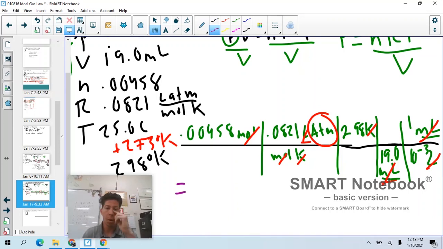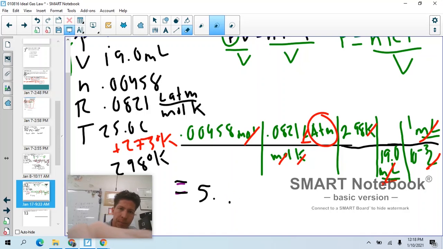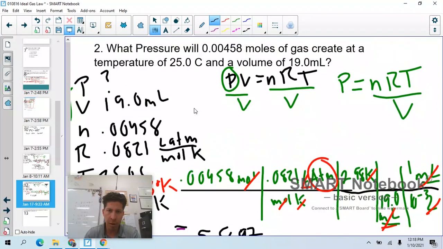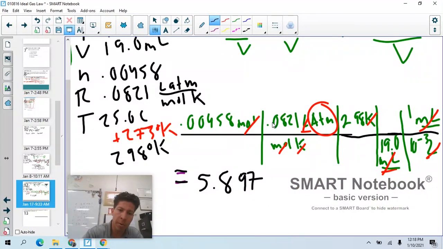All right, run those numbers, and I get 5.9, or excuse me, 5.897. Sig figs, however, up here looks like I have 3 sig figs, 3 sig figs, 3 sig figs. So my answer needs to be 3 sig figs. So I'm going to round this to 5.90. Units are atm.